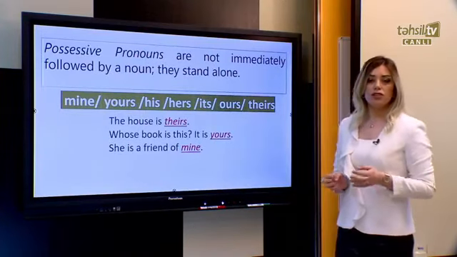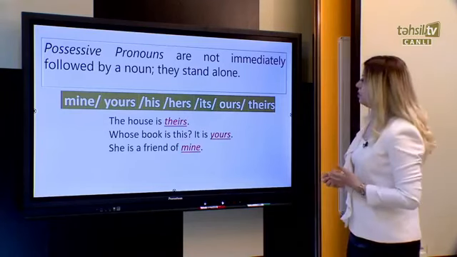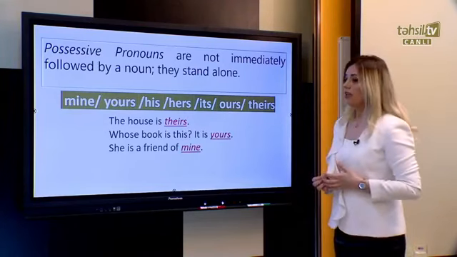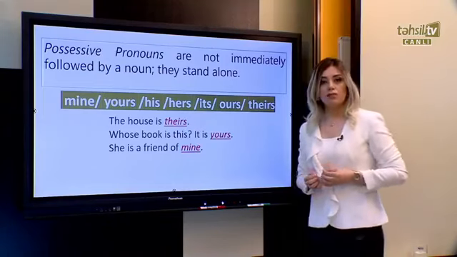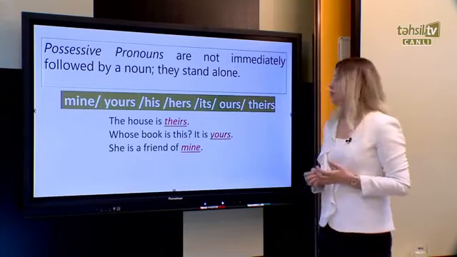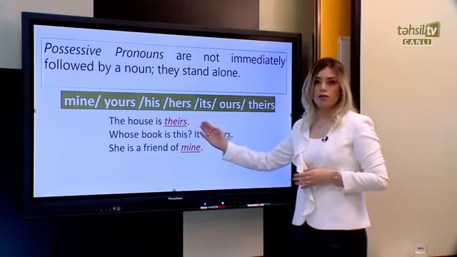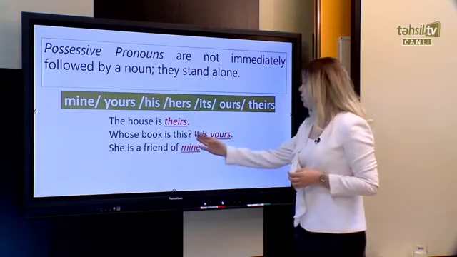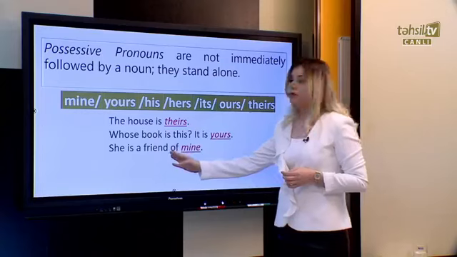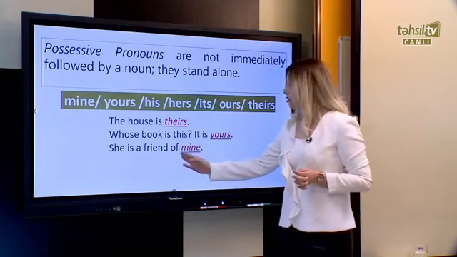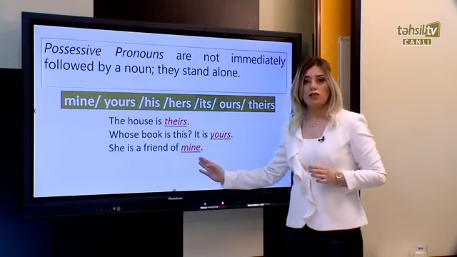There is something special to know about possessive pronouns. The possessive pronouns are not immediately followed by a noun. They stand alone. It means that after possessive pronouns, we cannot use a noun. For example, the house is theirs. We cannot say theirs house. Or whose book is this? It is yours. And one thing to remember, she is a friend of mine. Always use possessive pronouns with such kind of structure.